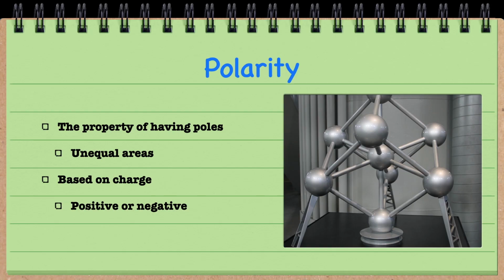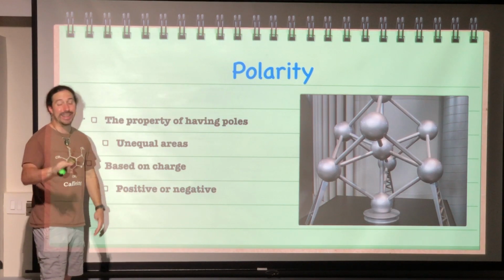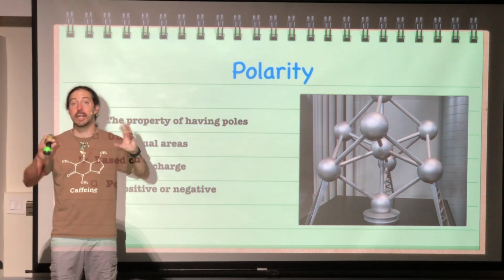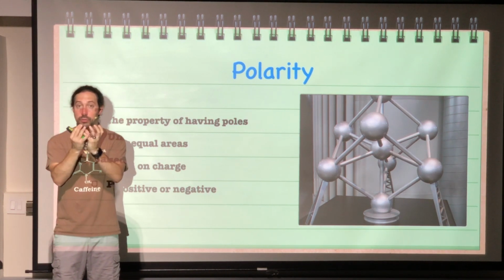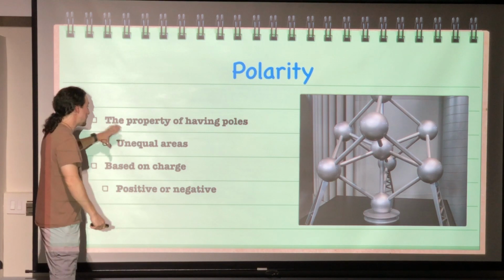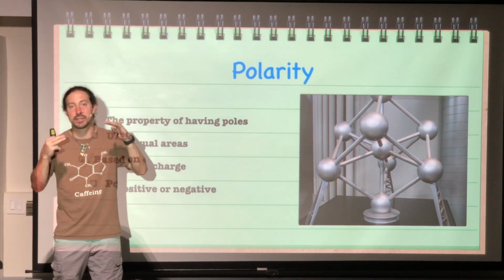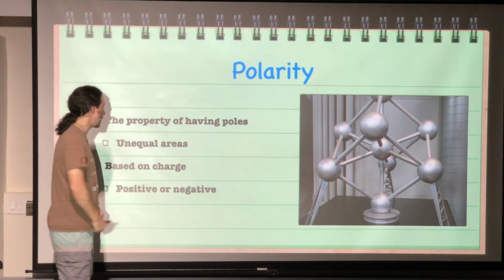For molecules, it's based upon charge. Does the molecule overall have a slight positive or negative area? And by the way, if it has a slight positive area, it will also have a slight negative area if it is a neutral molecule. Okay? So that is that. It's based upon the charge. Slight positive, slight negative, something along those lines.